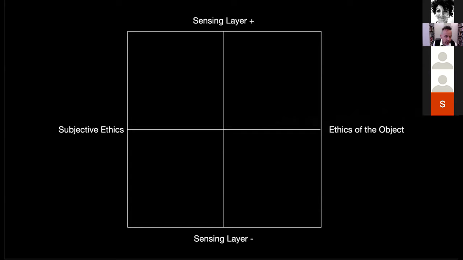The foursquare that we're going to be looking at will work in this way. The critical variables that we're going to be interested in will be the sensing layer plus and sensing layer minus. What I mean is, imagine a world in which there's a strong, robust, accessible, governing sensing layer that is able to produce an adequate model of that societal system, versus one in which there is not, in which it is distorted or inadequate and the society is not able to sense itself at all.